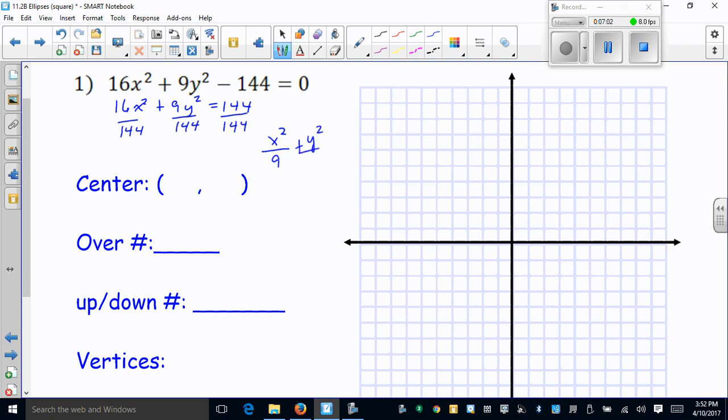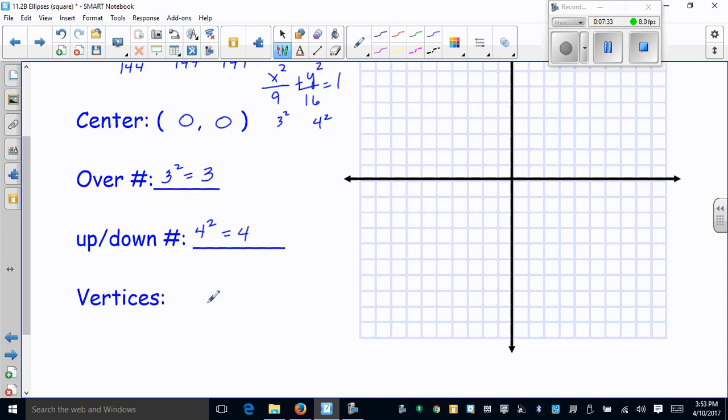Nothing being added or subtracted here, so my center is at 0, 0. My over number, so this is going to be 3 squared. So 3 squared equals 3. My up down number, so 4 squared gives me 4. So our vertices in this case, this one again is going to be a vertical ellipse. So my y values won't change. I'm sorry, my x values won't change. 0, 0. And then 0 plus 4 gives me 4, and 0 minus 4 gives me -4.